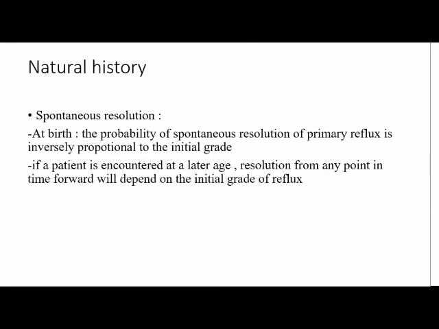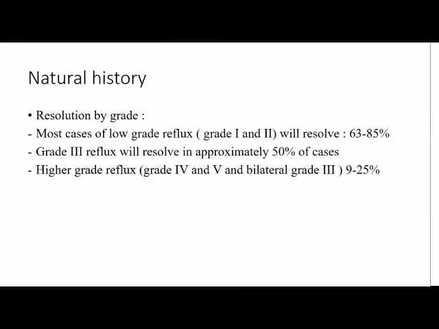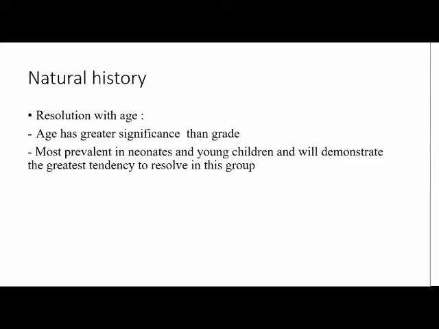Coming to the spontaneous resolution, at birth, the probability of spontaneous resolution of primary reflux is inversely proportional to the initial grade. If a person is encountered at later age, resolution from any point in time forward will depend on the initial grade of the reflux. Most of the cases of low grade reflux, that is grade 1 and 2, will resolve, this is seen in 63 to 85%. Grade 3 reflux will resolve in approximately 50% of the cases. High grade reflux, that is grade 4 and 5, will resolve in about 9 to 25%.